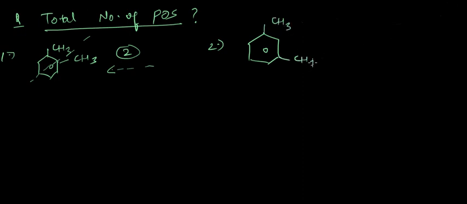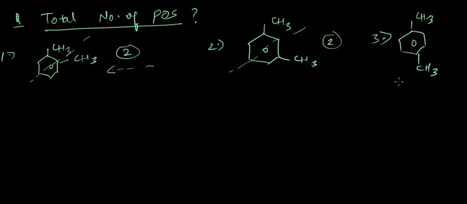So again the answer would be 2. Why? One is the horizontal plane and another is this plane. Let's look at this. How many planes of symmetry will this compound have? So this will have 1. Second is the horizontal plane and third would be this plane. So total 3.